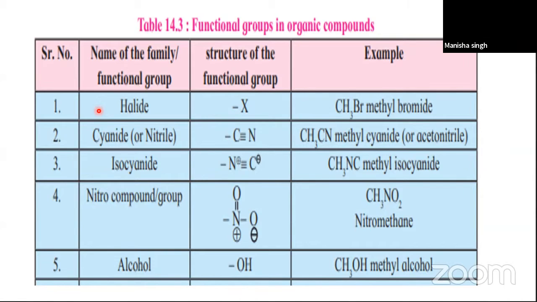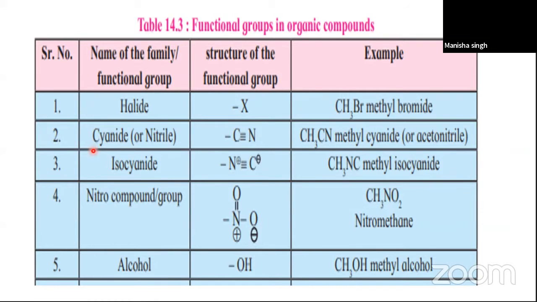And you can see the example. Halogens are always represented by X. So you have to remember this because you are learning the basic concept. X represents the halogen. Now the example is CH3Br. CH3 is the carbon chain and Br is the halogen. Because Br is attached, it is a halide. So the name is methyl bromide. Now we will move to the next functional group, that is cyanide.